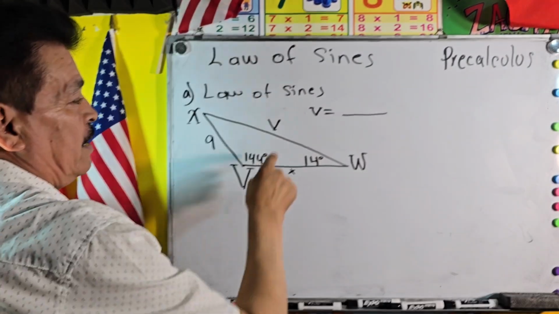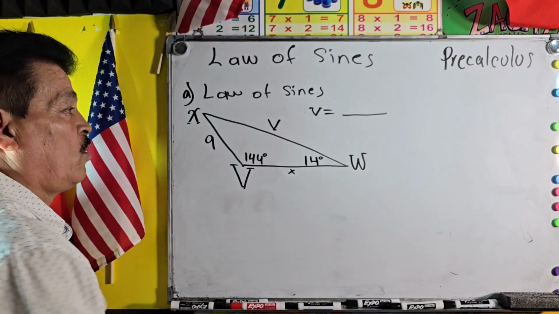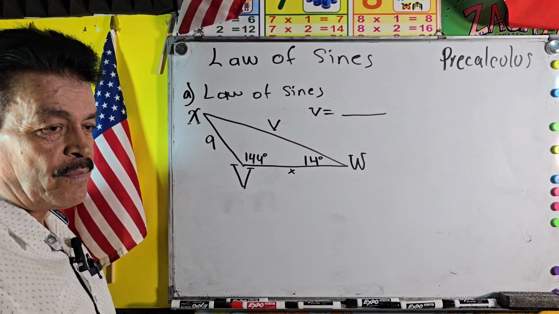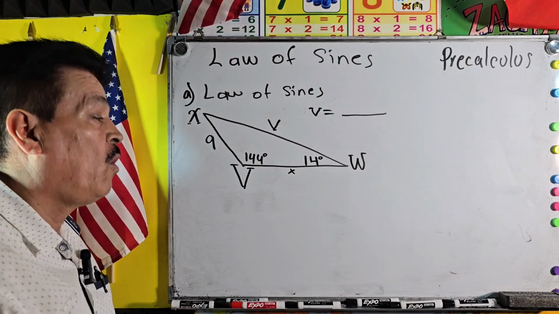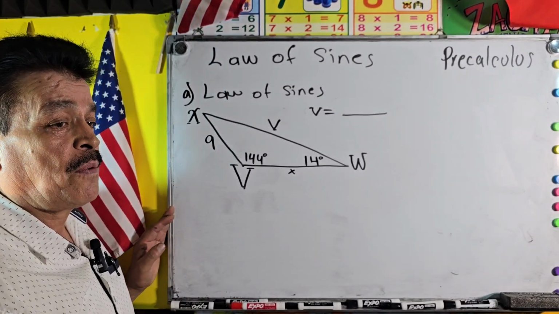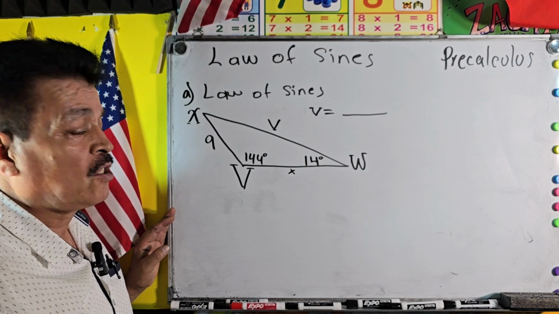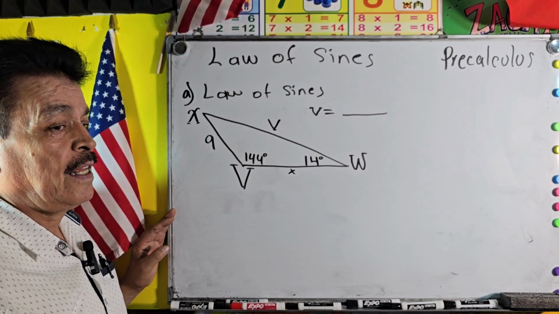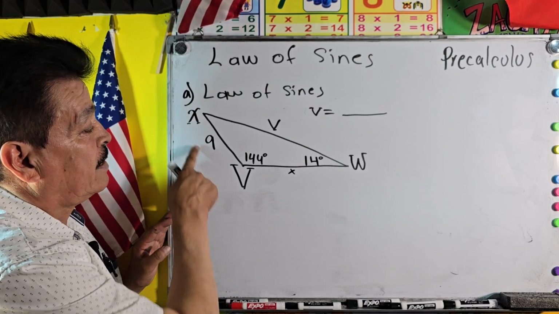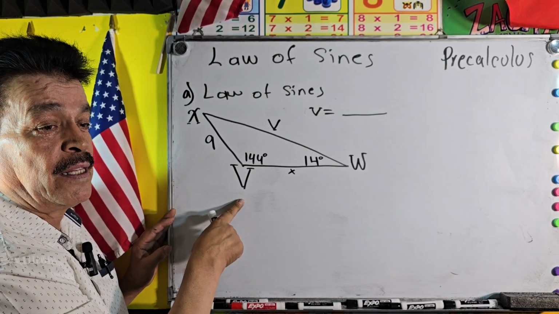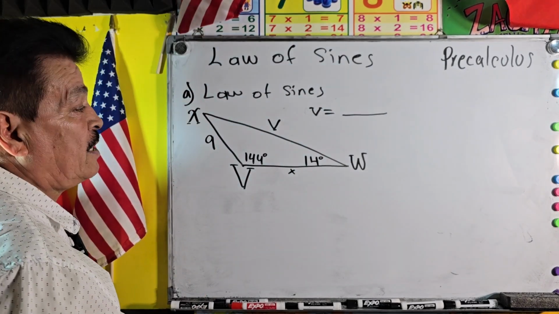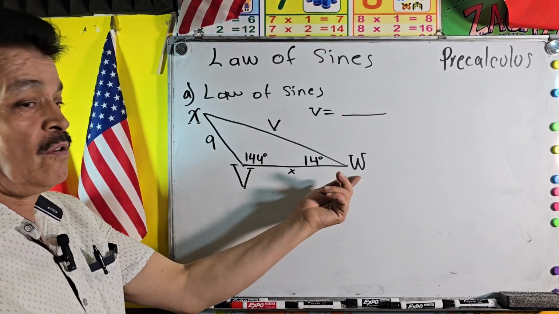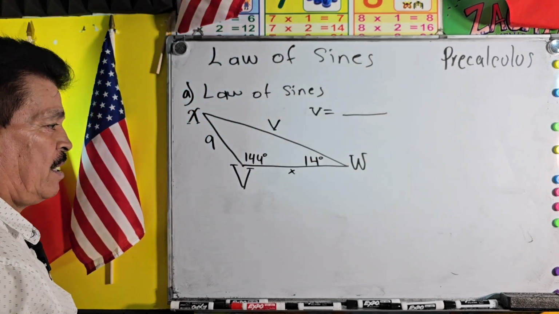We are talking about the lowercase letter, this side UV. This is capital B, the vertex, 144 degrees. So how do we solve this problem? Since we know the measure of this angle W, also the length we need, UV, and also the opposite side, we know the opposite side of W is 9, because 9 is opposite W. Let me write the idea.